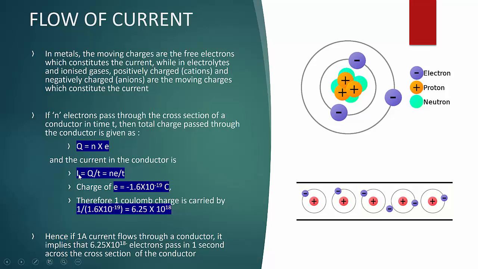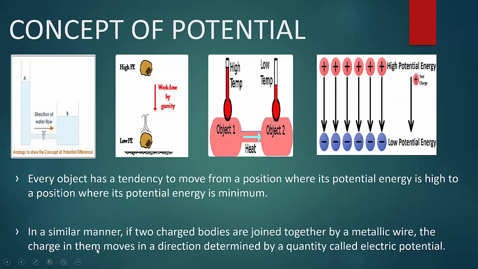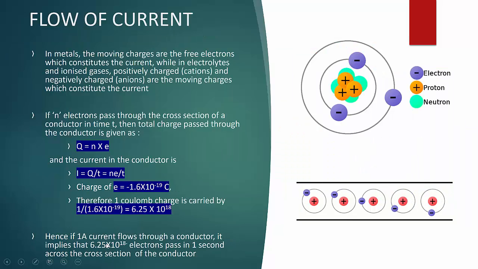And what is current? Current is charge by time. So I equals Ne by t. And the charge on one electron is this much. Therefore 1 coulomb of charge is carried by 1 divided by 1.6 times 10 to the power minus 19 electrons, which becomes 6.25 times 10 to the power 18. So when 1 ampere current flows, the number of electrons passing in 1 second is 6.25 times 10 to the power 18.